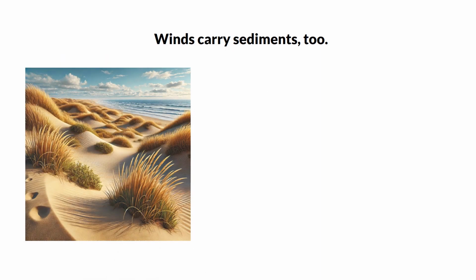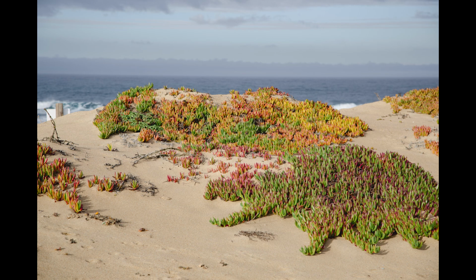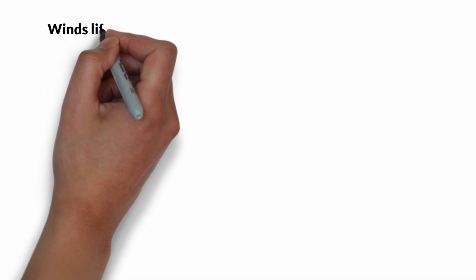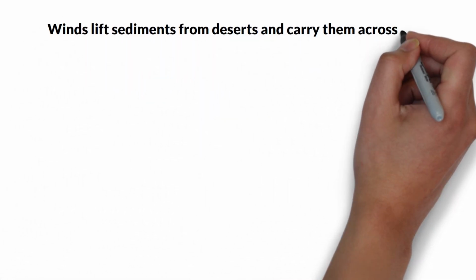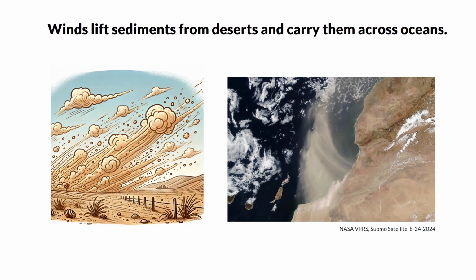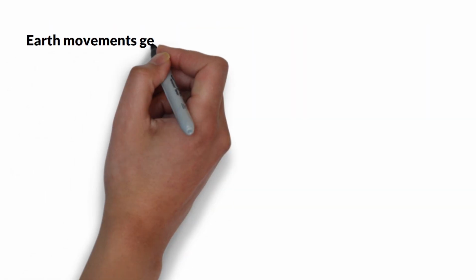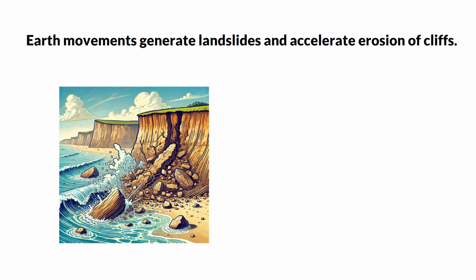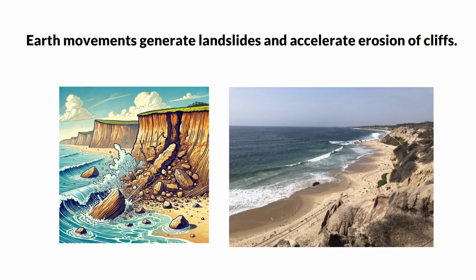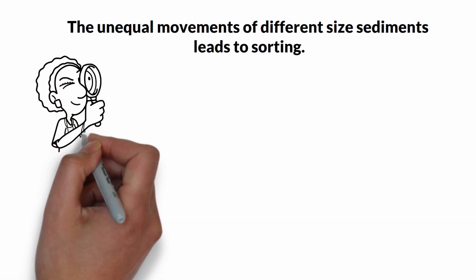Winds carry sediments, too. Winds are important in the formation of coastal sand dunes. They also carry sand from the Sahara Desert all the way to the Americas. Earthquakes and gravity can produce land movements that transport sediments downhill. The actions of water and wind have another effect on sediments.